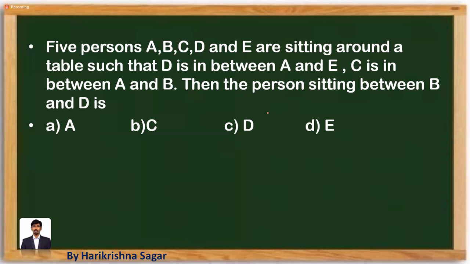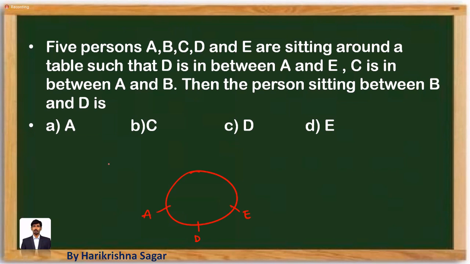Look at the next question. Five persons A, B, C, D, E are sitting at a round table. D is between A and E, and C is between A and B. The person sitting between B and D is the question. So it's a direct question, no need to get confused. D sits between A and E.